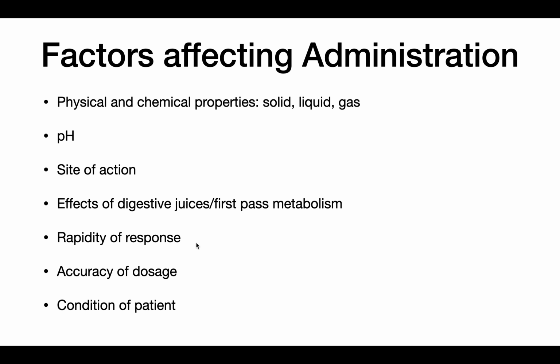The rapidity of the response depends on how much is in circulation. The accuracy of the dosage depends on the metabolism, but also the body weight of the patient, and the condition of the patient. Are they young, old? Are they sick? Are they healthy?